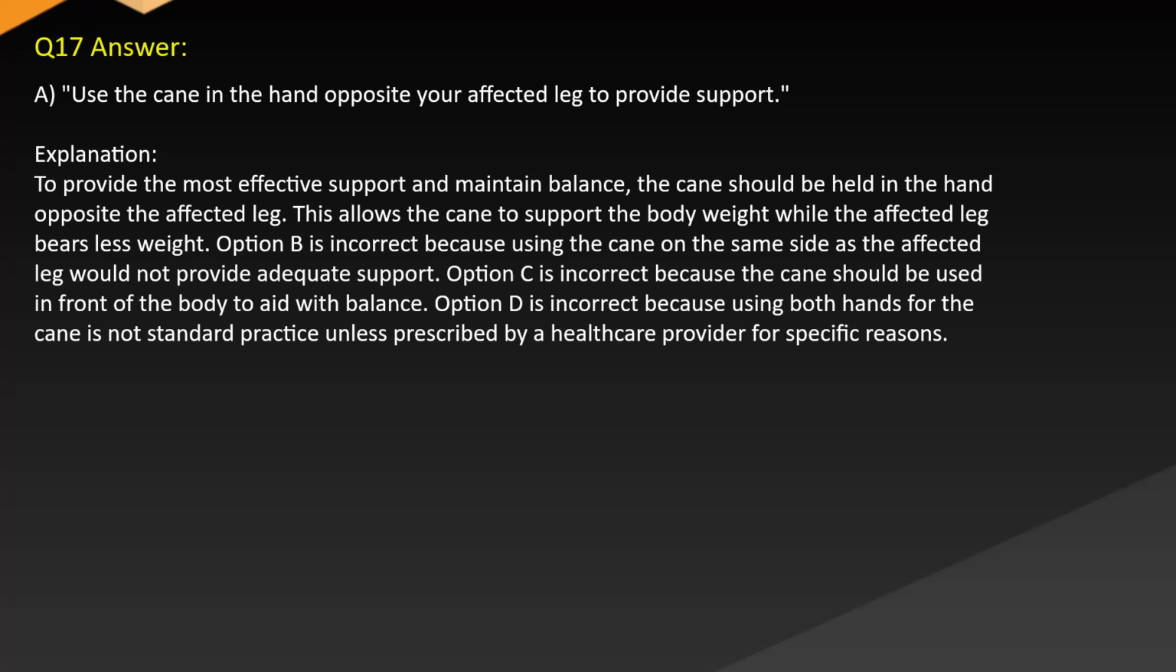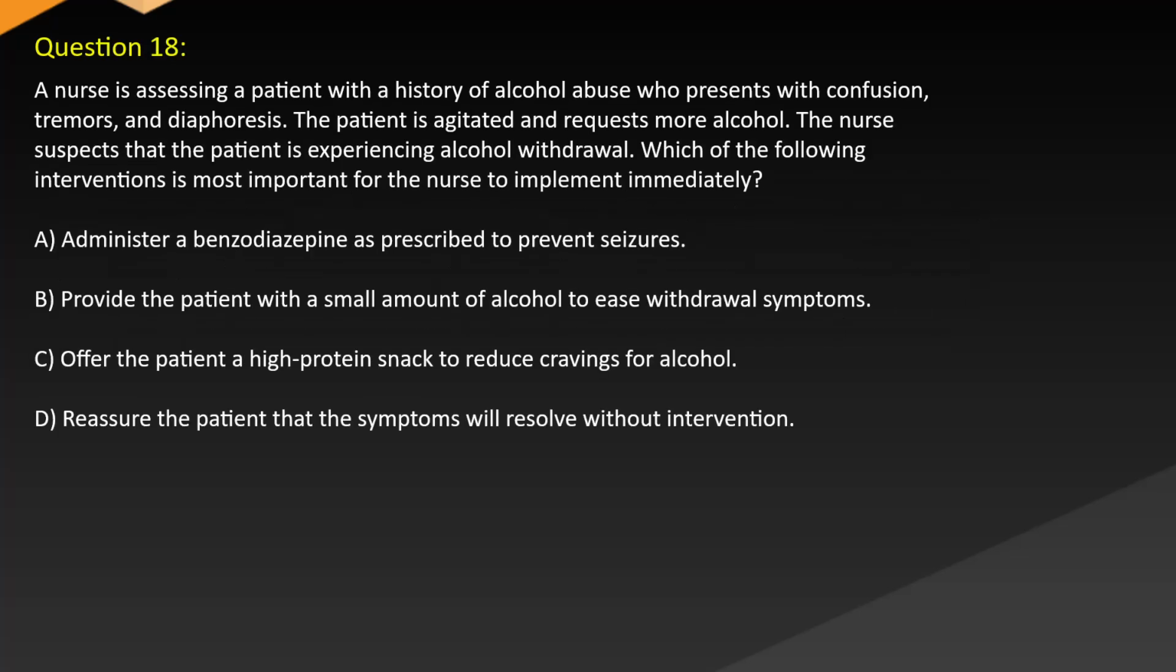Option B is incorrect because using the cane on the same side as the affected leg would not provide adequate support. Option C is incorrect because the cane should be used in front of the body to aid with balance. Option D is incorrect because using both hands for the cane is not standard practice unless prescribed by a healthcare provider for specific reasons.